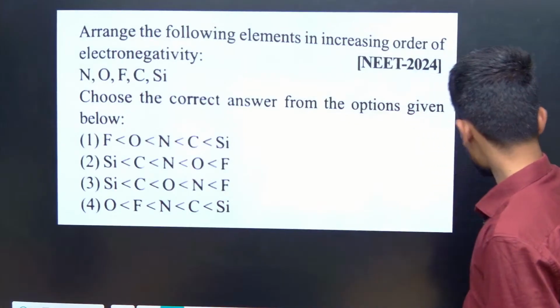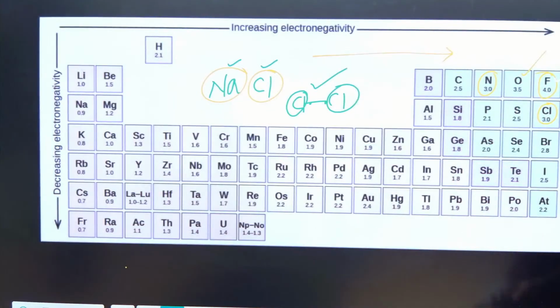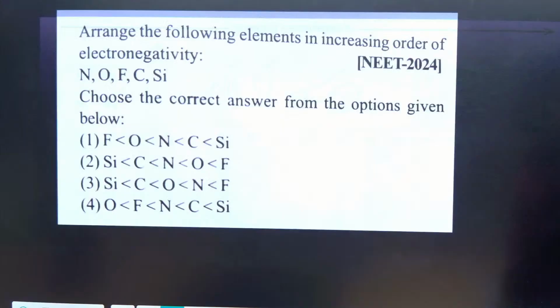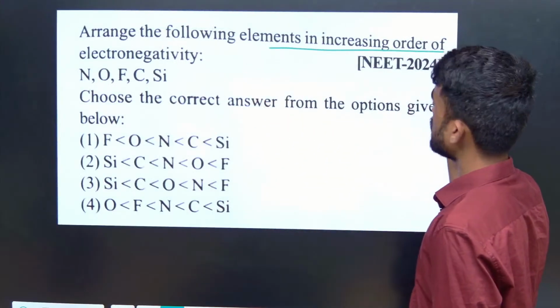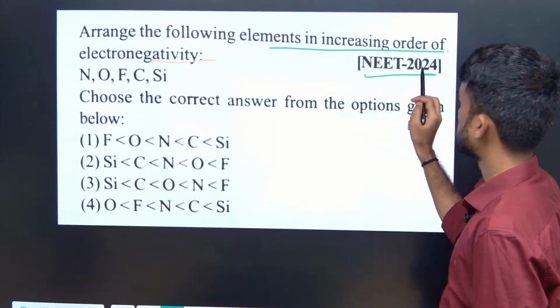Next, those who are live can take a screenshot of this, so that it will be useful for reference. Arrange the following in the increasing order of electronegativity. This is last year's question.